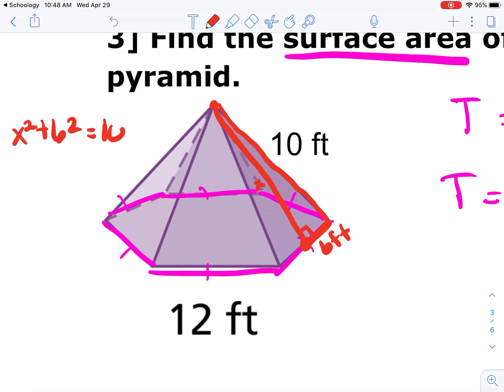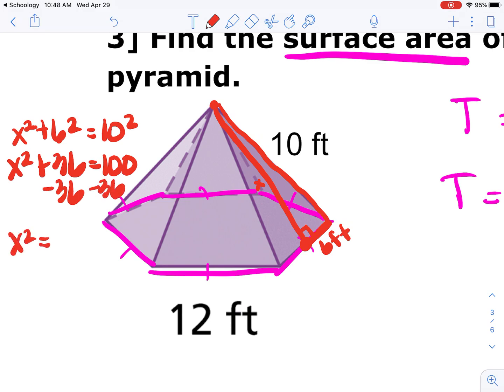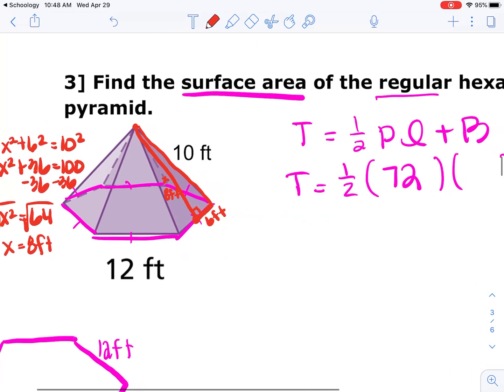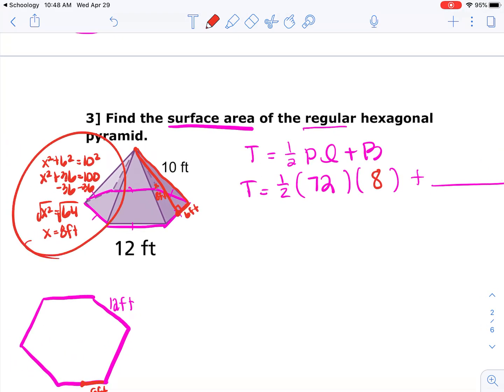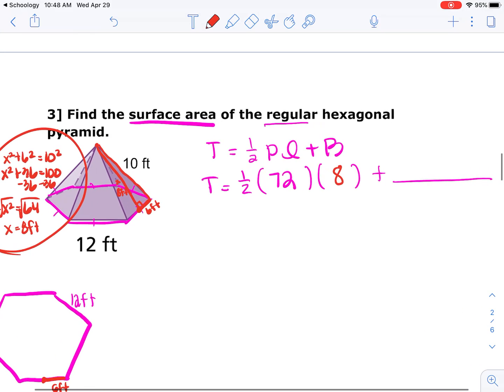X squared plus 6 squared equals 10 squared. X squared plus 36 is equal to 100. Subtract 36 from both sides. X squared is equal to 64. Square root, once again, I don't have to do plus or minus because this is a length, so it has to be positive. And now I know the slant height is 8 feet. So once again, please don't just put numbers there. I need to see this so I know where it came from.